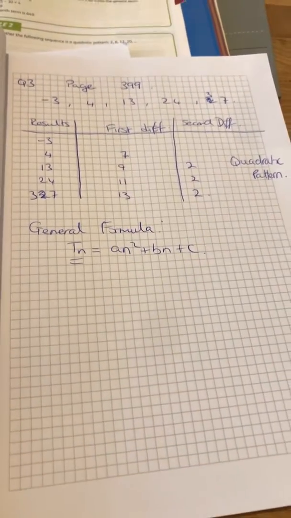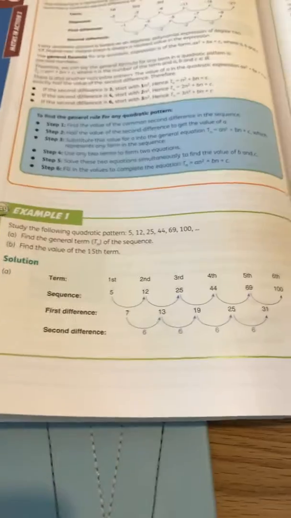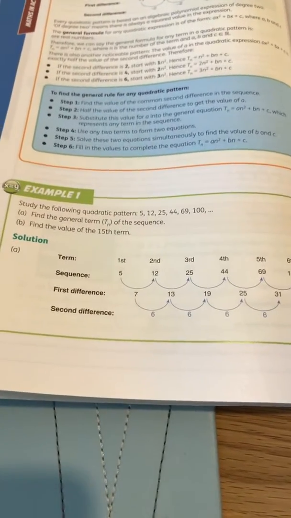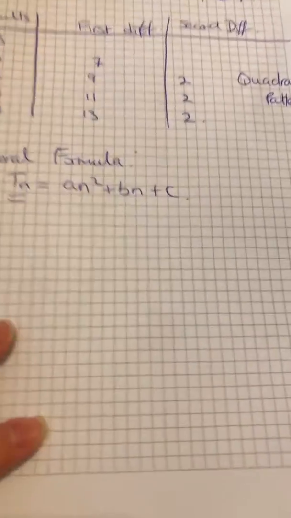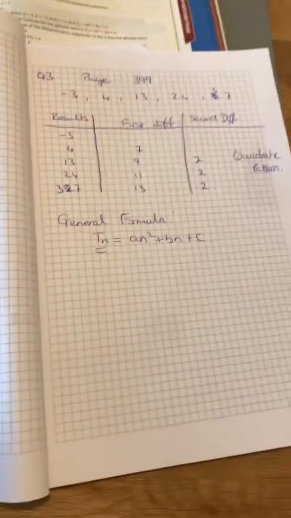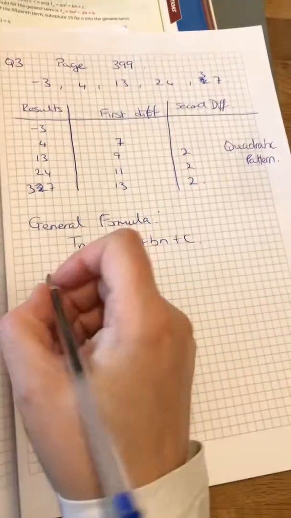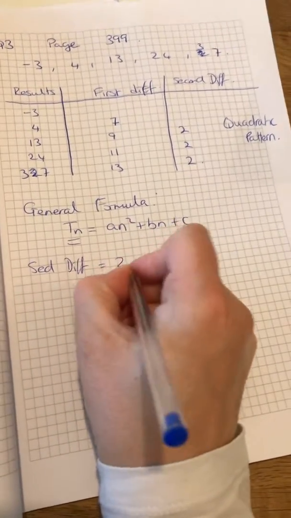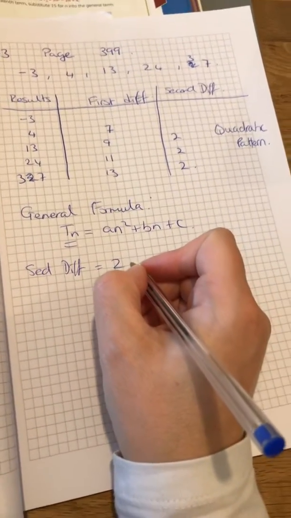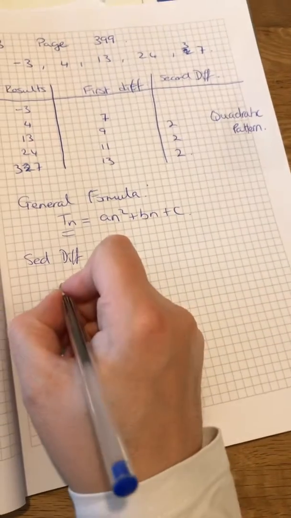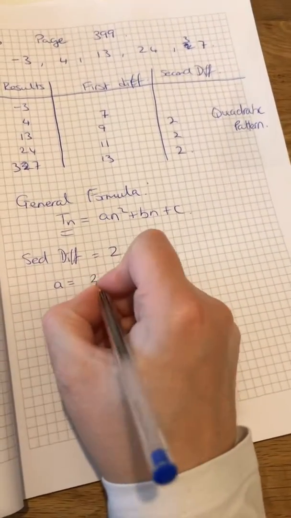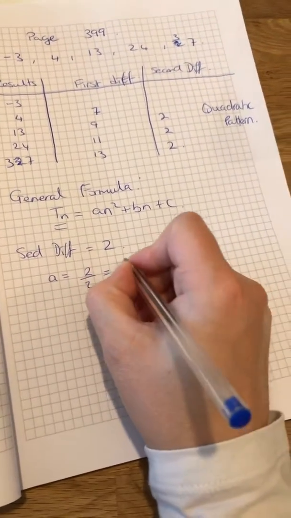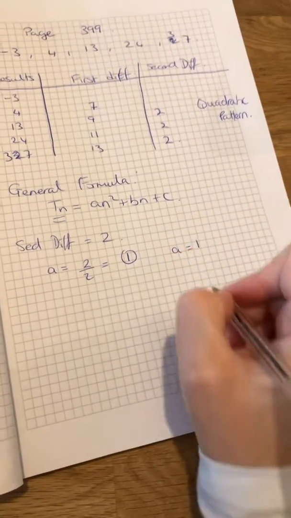Okay. Your book then does a really nice stepwise here. So you see the blue box on page 396. So that's the notes that I'm going to be working around. Okay, so the first thing it says, find the value of the second difference for this particular sequence. So my second difference is equal to 2. Step 2, use this value to find a. So a now is equal to 2 divided by 2, which is 1. So my a is equal to 1.